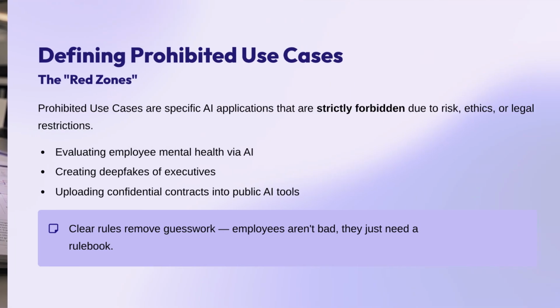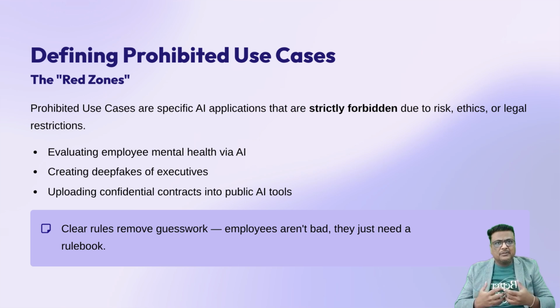We want them to innovate, but we need to set the guardrails first so they don't accidentally drive the company into a ditch. When we draft the AUP, we must clearly define prohibited use cases, which are specific applications or behaviors involving AI that are strictly forbidden due to high risk, ethical concerns, or legal restrictions. In simple terms, these are the red zones. For example, you might decide that using AI to evaluate employee mental health or using it to create deepfakes of executives is completely banned. Let's break this down together.